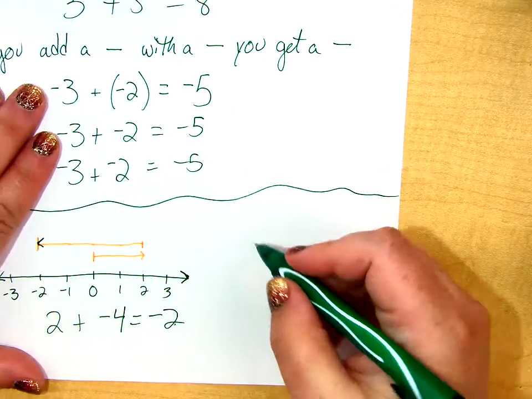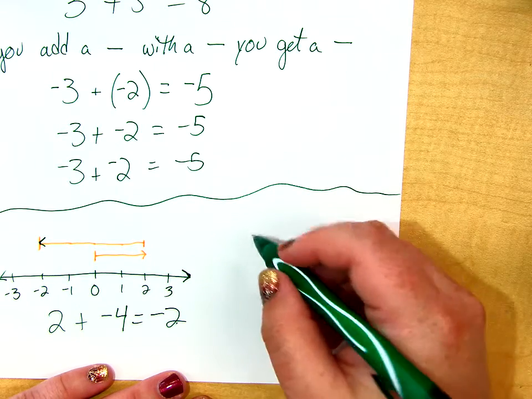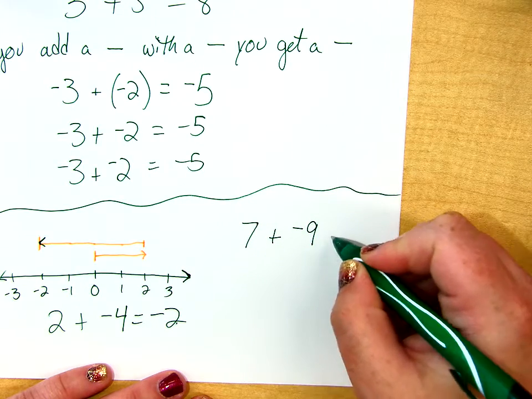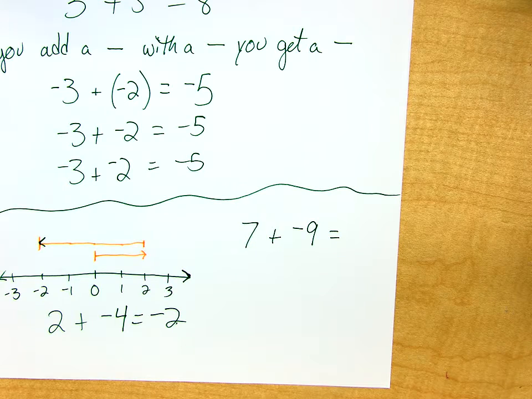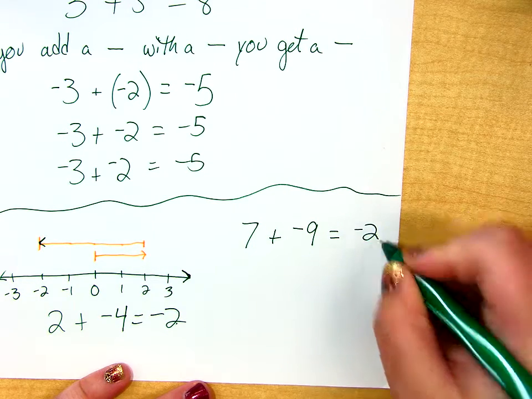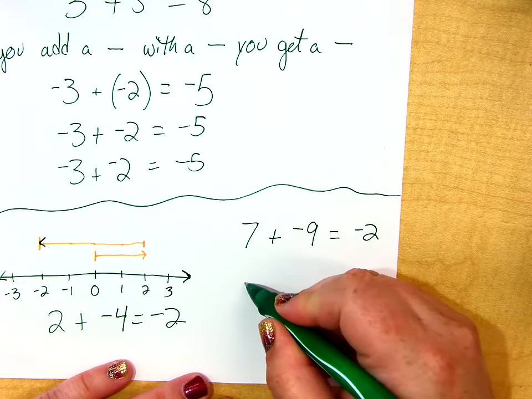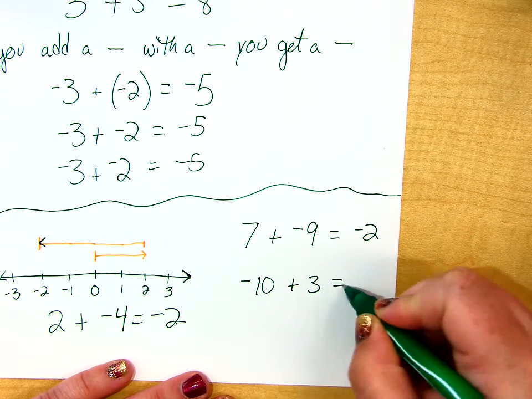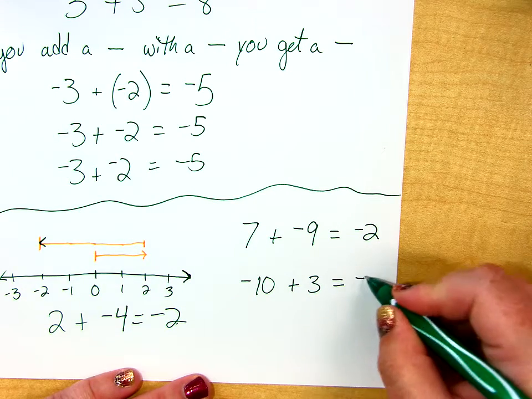So try this one. What if I had, let's say, 7 points, but then I lost 9 points. Where do I end up? Yeah, -2. I had 7, I lost 9. What if I was down by 10, but then I scored 3 points? Now where am I? Pablo? -7.